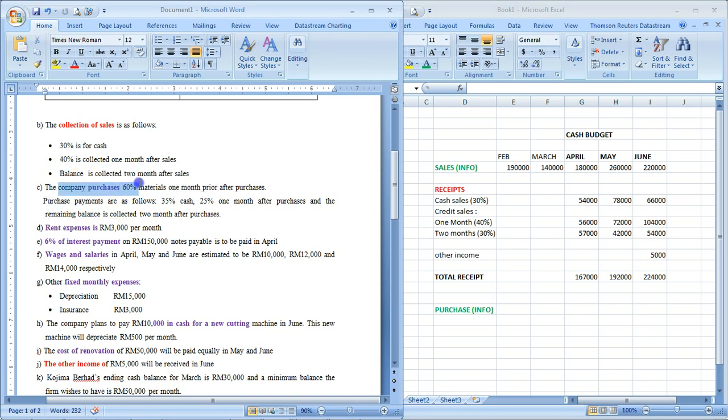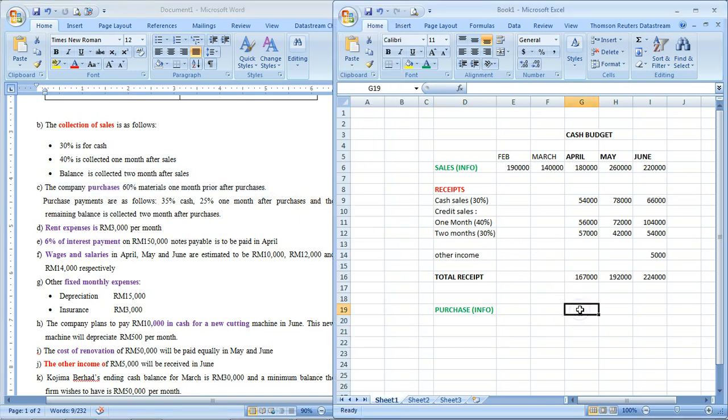He said, the company purchased 60% material 1 month prior after purchases. So, how to find? Do you see this April? If I want to find April, it's that 60%, right? 60%. So, I can take 0.6 times with what?